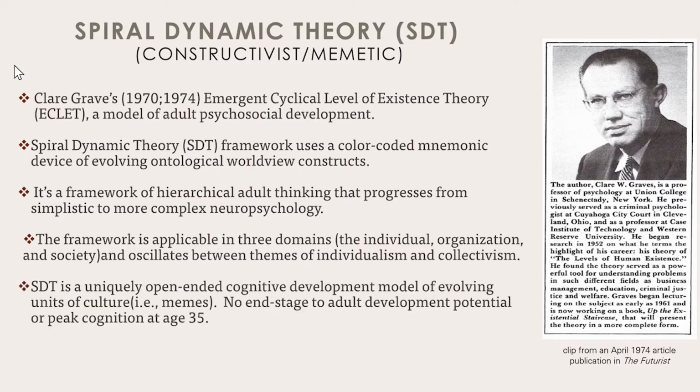Spiral dynamic theory is a uniquely open-ended cognitive development model of evolving units of culture that we call memes. No end stage of adult development is a part of this framework, similar to what you see with Maslow when he tries to reach self-actualization. Spiral dynamic theory holds that adult development is an open-ended process. We don't peak in our cognition at age 35, which a lot of biological models hold.